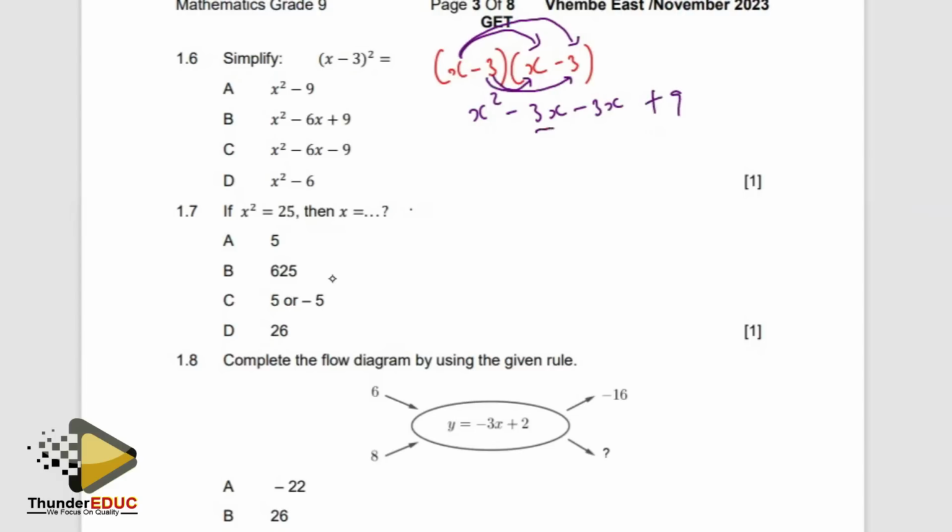Simplify this because we have some like terms there. So x squared minus 6x plus 9. We have something like this. I think it's option B. Okay, B becomes the answer.